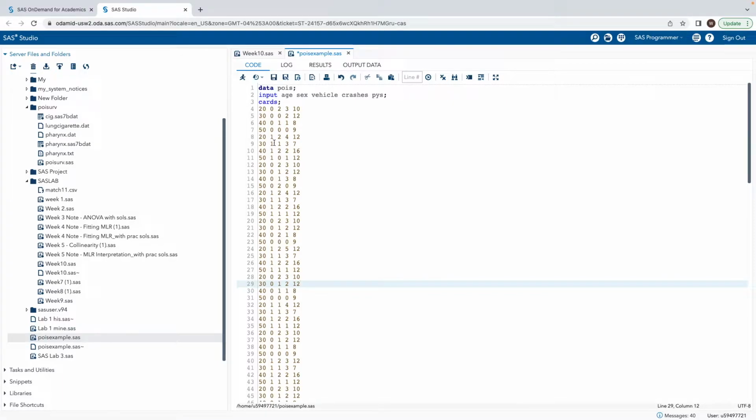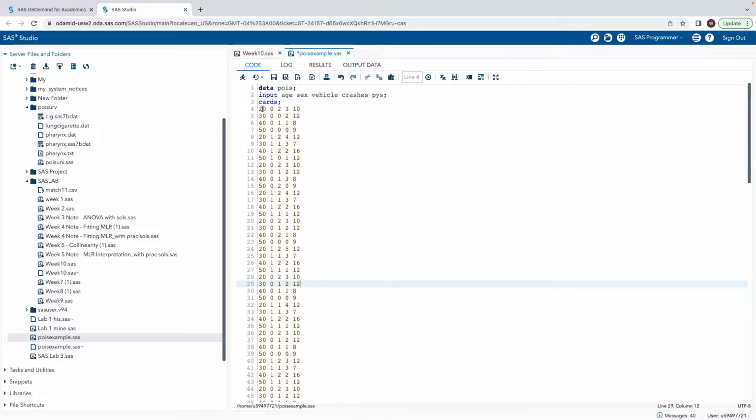So today I'm going to be talking about doing Poisson regression in SAS, and this is just some Poisson data that I generated, where we're looking at age, sex, and vehicle type, the influence of those things on the number of crashes that an individual has over a specified number of years of follow-up.